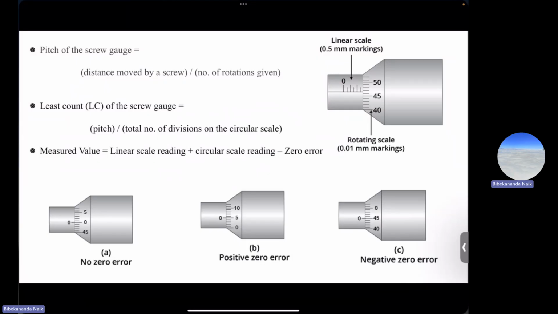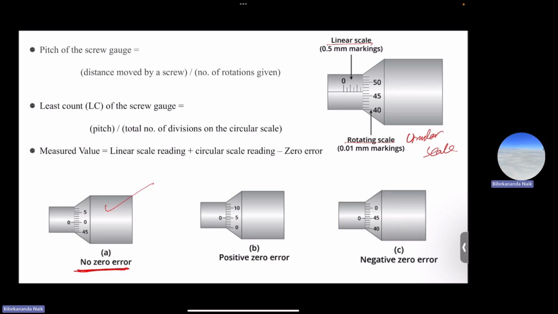Similarly here there are two scales, one is the linear scale and the other the rotating scale, or circular scale we can say. Depending upon the position of the two zeros of the linear scale and circular scale, there are errors. When the zero of the linear scale coincides with the zero of the circular scale, like in this case, it is called no zero error.